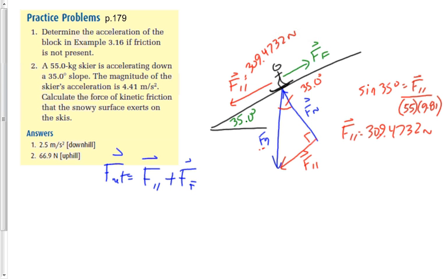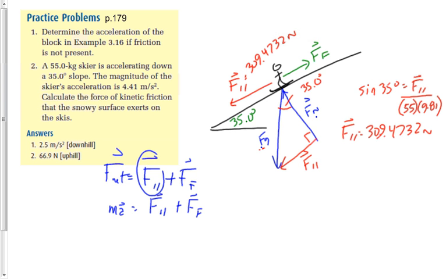Seth, why am I not including Fn and Fg again? Sorry? We already used them, right? We already used them. We are including Fn and Fg, right? This is Fn and Fg. We already used them to find F parallel, so we're already using them. Good. F net is equal to m times a. It's equal to F parallel plus the force of friction.